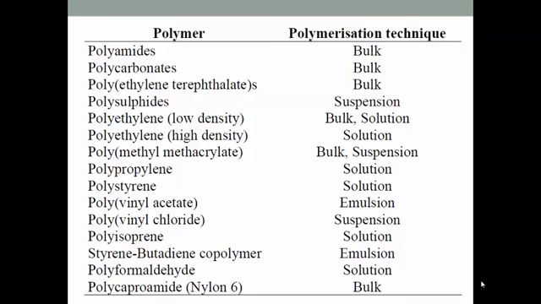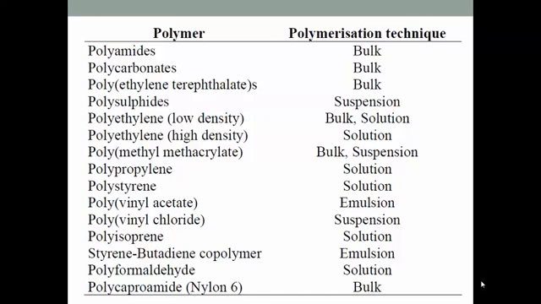commercially. And these are the polymers which can be produced by the different polymerization techniques, where polyamides, polycarbonates and polyethylene can be produced by the bulk polymerization technique, and low density and high density polyethylene can be formed by the solution polymerization technique, and also nylon 6 can be produced by the bulk polymerization technique, and polyvinyl acetate can be produced by the emulsion polymerization technique.